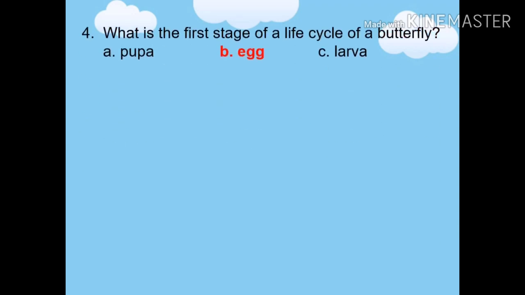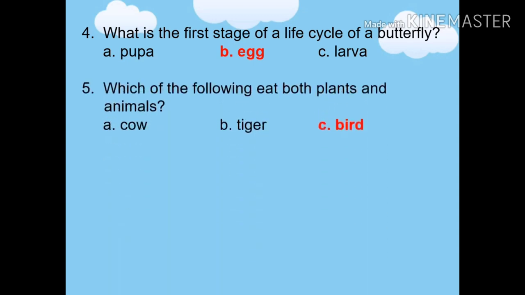Number 4. What is the first stage of a life cycle of a butterfly? Yes, the answer is letter B. The first stage of the life cycle of a butterfly is egg. Next, we have larva. In the third stage, we have pupa. In the last stage, butterfly. Number 5. Which of the following eat both plants and animals? We have letter C, bird. A cow used to eat plants only. A tiger, they used to eat animals only.